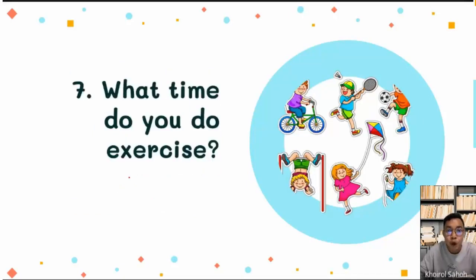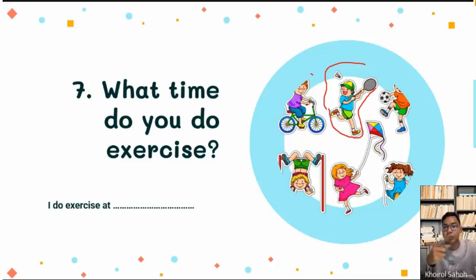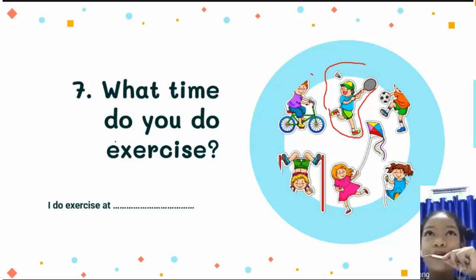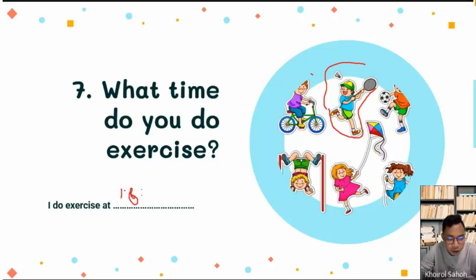Okay, next one, number 7. What time do you do exercise? For me, I do exercise at 5:30. I play badminton. I play sepak takraw, and I go jogging. What about you? What time do you do exercise? I do exercise at 6. I do exercise at 6 o'clock in the evening. In the evening, 6 o'clock in the evening. Number 6, right?